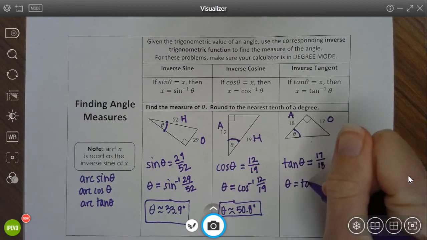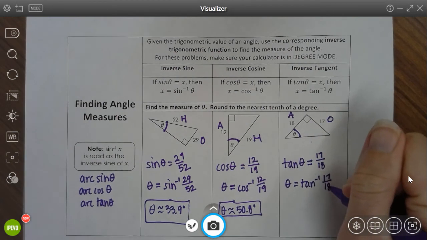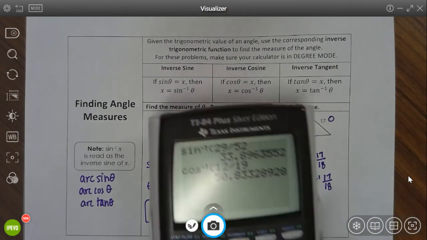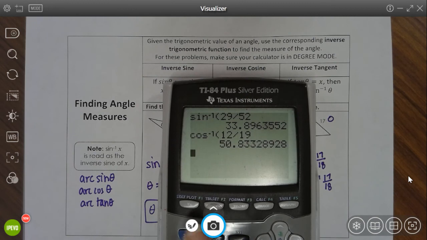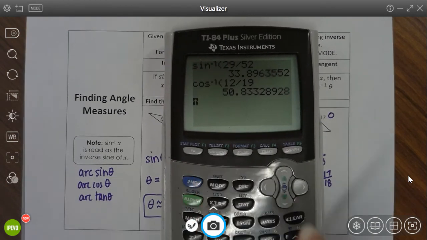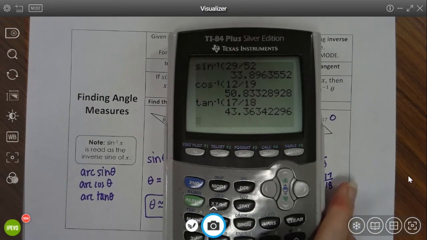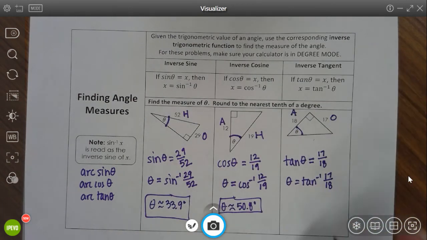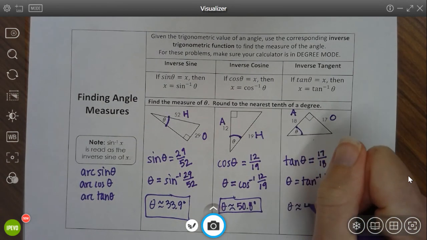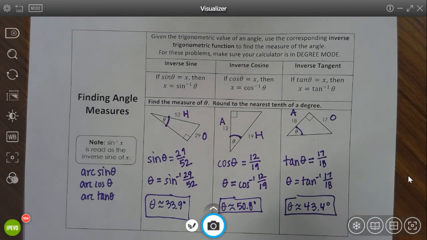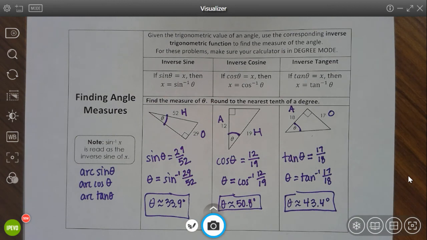I'm going to inverse tan both sides. That'll leave me with theta is equal to the inverse tan of 17 divided by 18. I'm going to go to my calculator. Second tan, 17 divided by 18. I'm going to get 43.36, and again, I'm going to round that to the nearest tenth. So theta is about 43.4 degrees. So that's how we use an inverse trig function to find an angle measure in a right triangle.